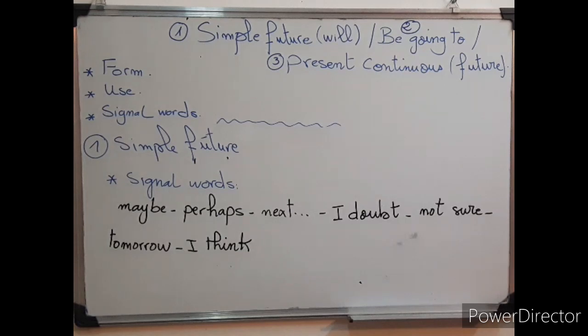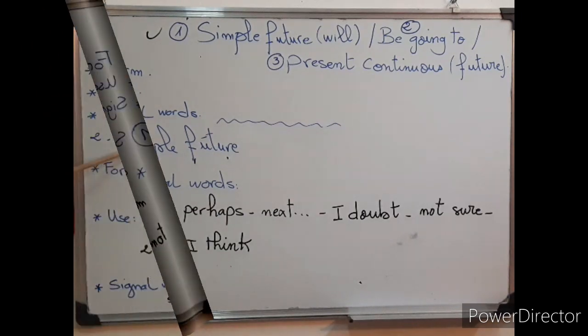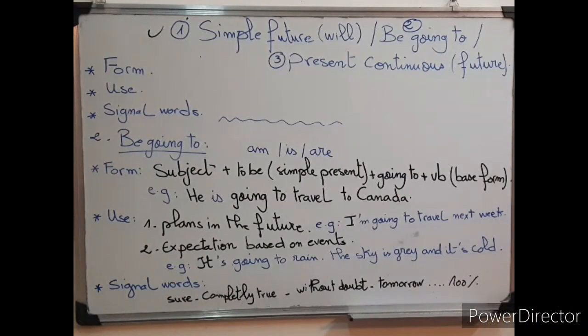Clear? So these are some signal words of simple future. So now we have finished with simple future, with form, use and signal words. Let's move on to be going to, to express future. As I told you before, be going to is a modal. So let's start with the form.